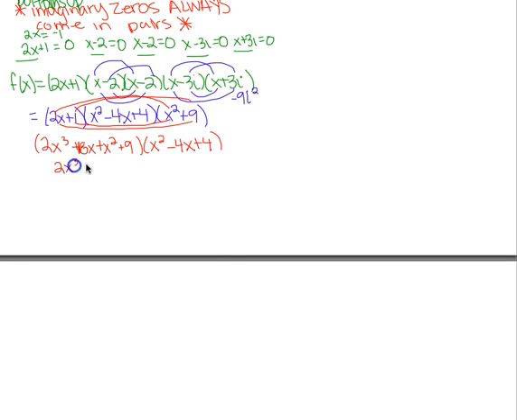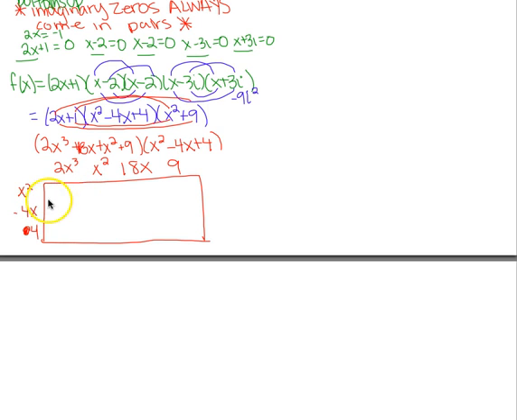So I'm going to rewrite this so that it's in standard form. So 2x cubed, x squared, 18x, and 9. And then over here, I've got my x squared, my negative 4x, and my 9. Or no, sorry, 4. Looking in the wrong place.